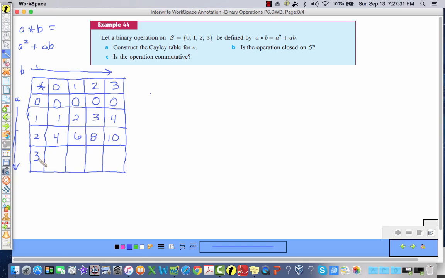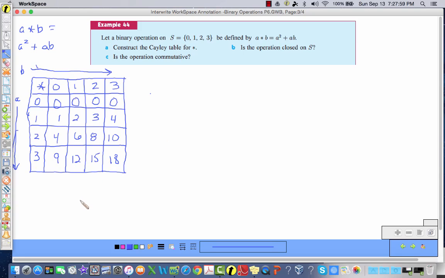And then we have 3. So 3 squared is 9 plus 3 times 0, so that's just going to be 9. It's always going to be 9 plus the product of the 3 and the element. So 9 plus 3 is 12, 9 plus 6 is 15, and 9 plus 9 is 18. And of course, you could have seen the patterns there and just worked it out real nicely.